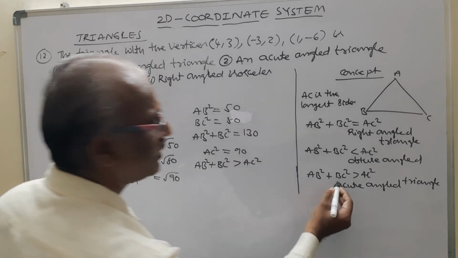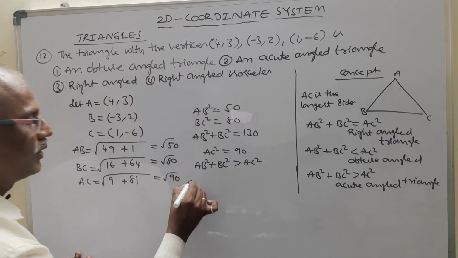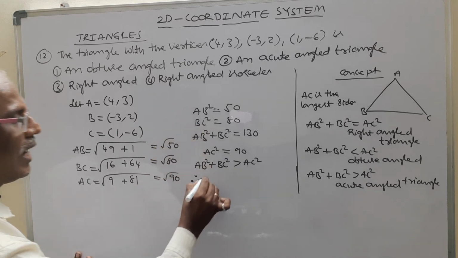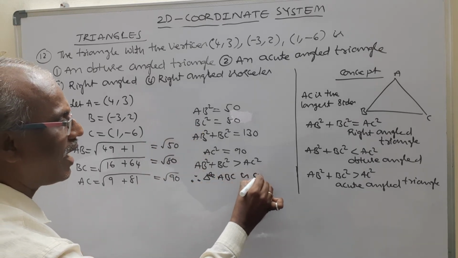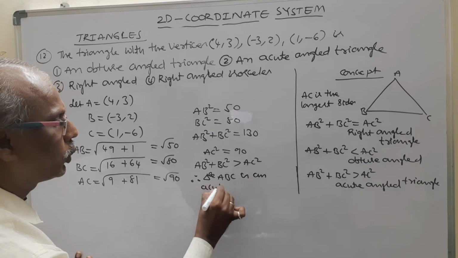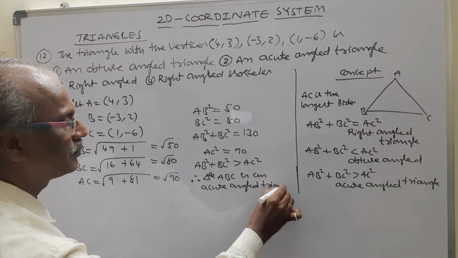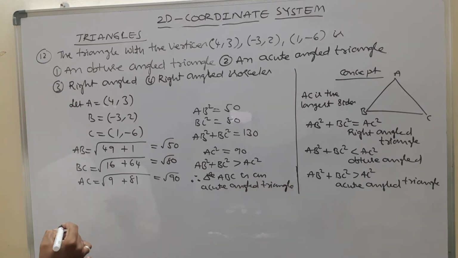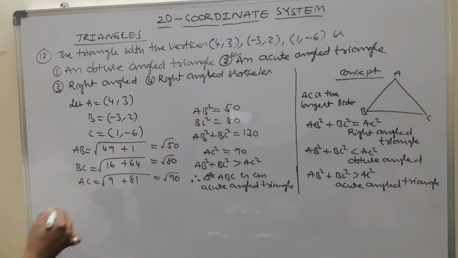If greater than is there, then the type of triangle is acute angled triangle. Then the triangle ABC is an acute angled triangle. Here the second option is correct, acute angled triangle.